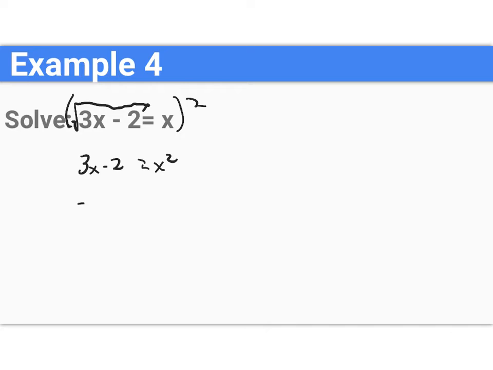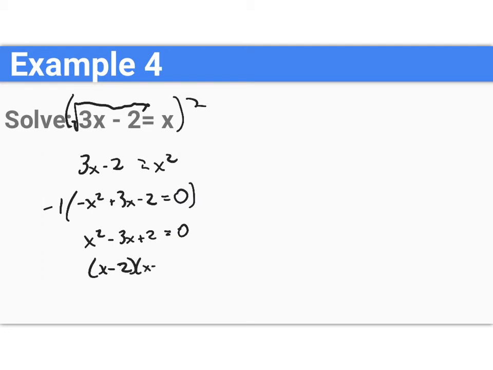So I'll move the negative x over: x squared plus 3x minus 2 equal to 0. And then I can always multiply both sides by -1: x squared minus 3x plus 2 equal to 0. And then we get (x minus 2)(x minus 1). So if I set x minus 2 equal to 0, I get x equals 2. If I set x minus 1 equal to 0, I get x equals 1.